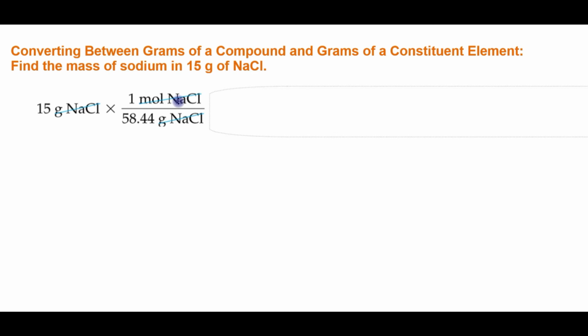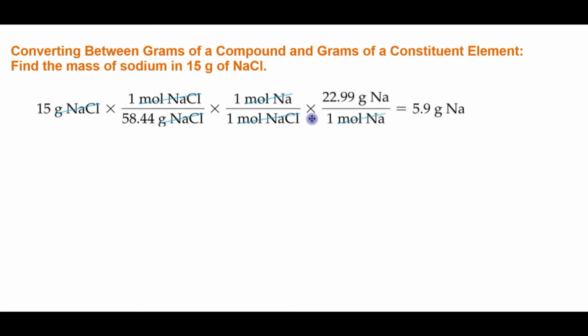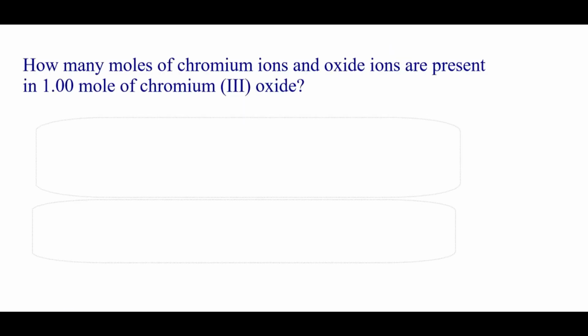Now we have 1 mole of sodium chloride, but we want to know something about sodium. And so we use that relationship where there's 1 mole of sodium for every mole of sodium chloride. And once we cancel, that gets us to moles of sodium. But it does ask for mass, so we go from moles to grams using the molar mass from the periodic table. We end up with 5.9 grams of sodium, again using the sig figs from the beginning. Pause the video and try this problem.